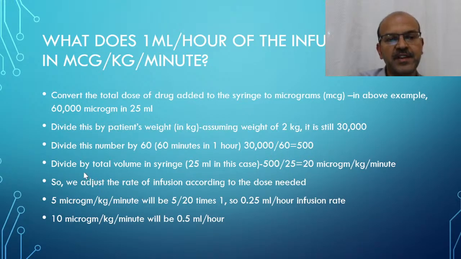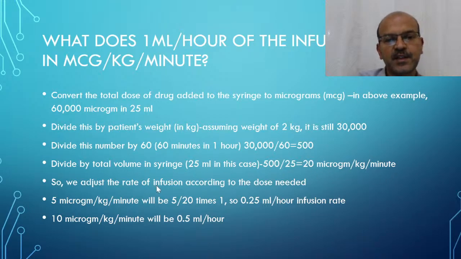And we have to divide 500 by the total volume in the syringe to get how much is in 1 ml, so the infusion rate of 1 ml per hour. So 500 divided by 25 is 20 microgram per kilogram per minute. So 1 ml per hour will give you 20 microgram per kilogram per minute.